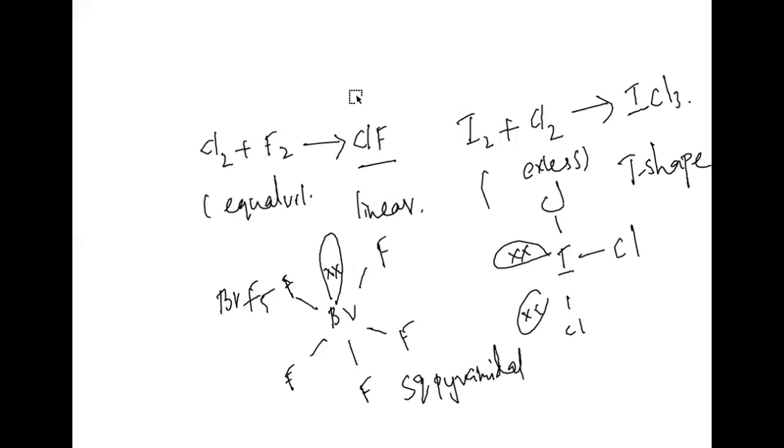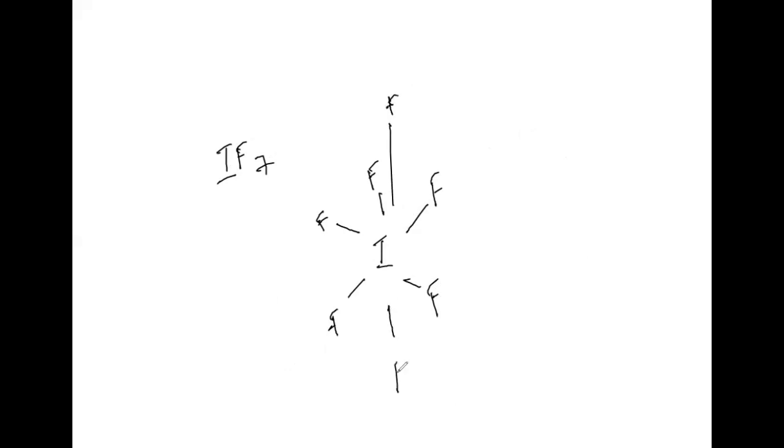Now the last one is pentagonal bipyramidal, that is IF7. I'll draw a pentagon here. That way it will be easy for us. Here 1, here 1, here 1, here 1, here 1. Then you take one fluorine like this, another fluorine like this. That is a pentagon, right? Okay.